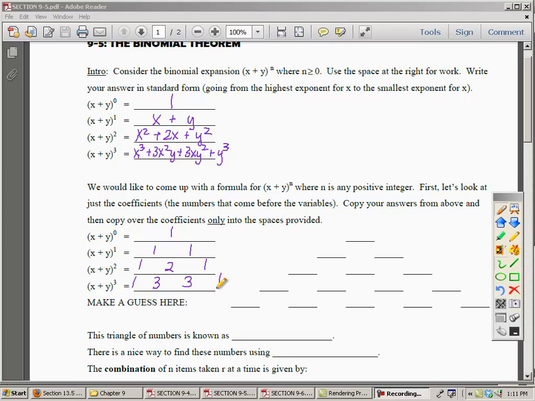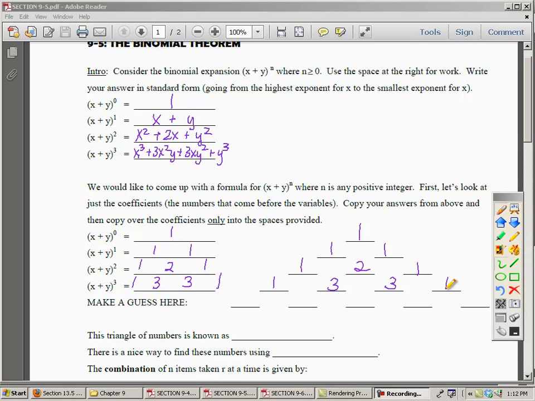But we had this triangle that we talked about last year, where the 0 row was 1. The first row had coefficients 1 and 1. The second row had coefficients 1, 2, and 1. The third row had coefficients 1, 3, 3, 1. Let's actually try this, shall we? And my guess is you can get me the fourth row.